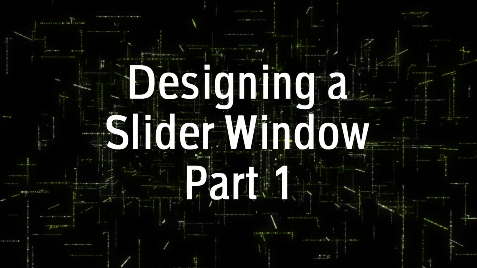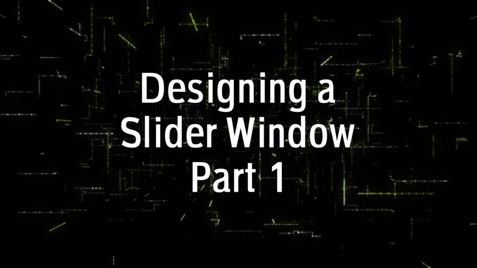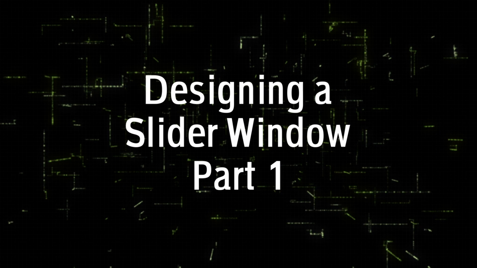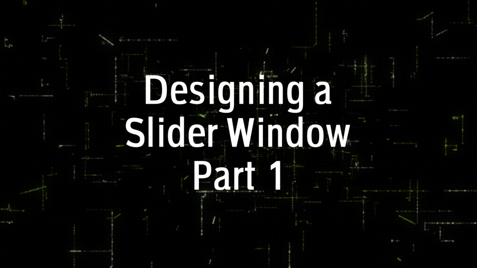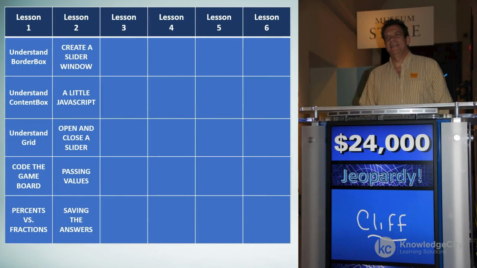My name's Cliff Brozo, I'm your instructor, and today we're going to talk about how we go about designing a slider window. If you remember, in the previous lesson, we looked at the difference between border boxes and content boxes. We looked at how we go about using display of grid. We coded the game board, and we learned the difference between using percents and fractions. Today, we're going to create a slider window.